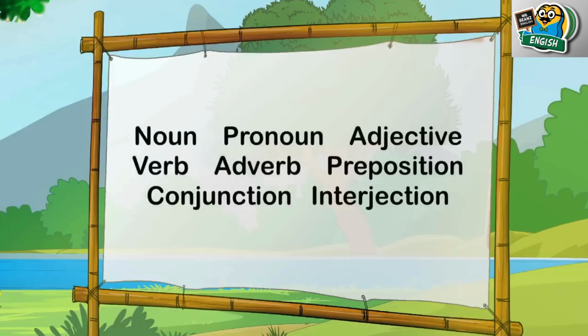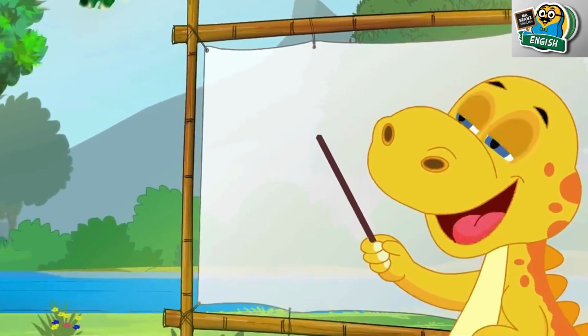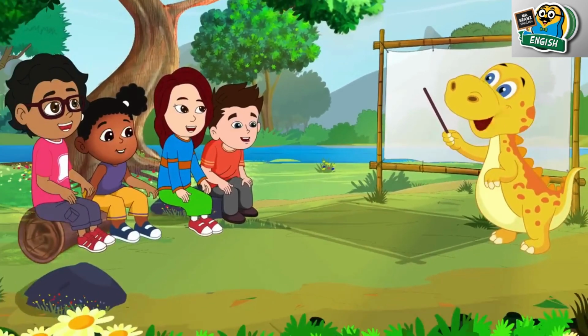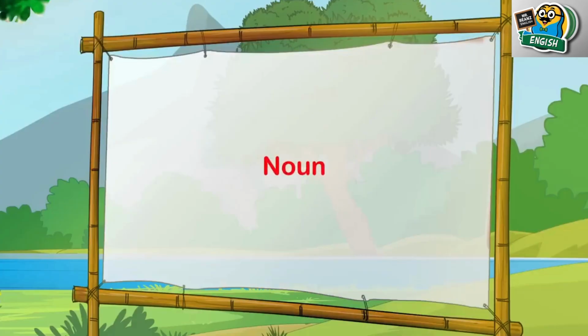We know them as noun, pronoun, adjective, verb, adverb, preposition, conjunction, and interjection. To find out the name of a particular word, we need to know the nature of job the word does in a sentence. First of all, let us know about noun.